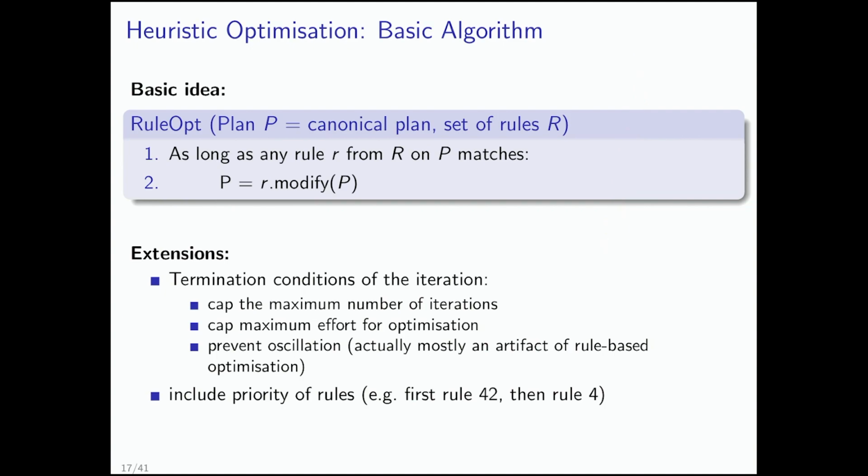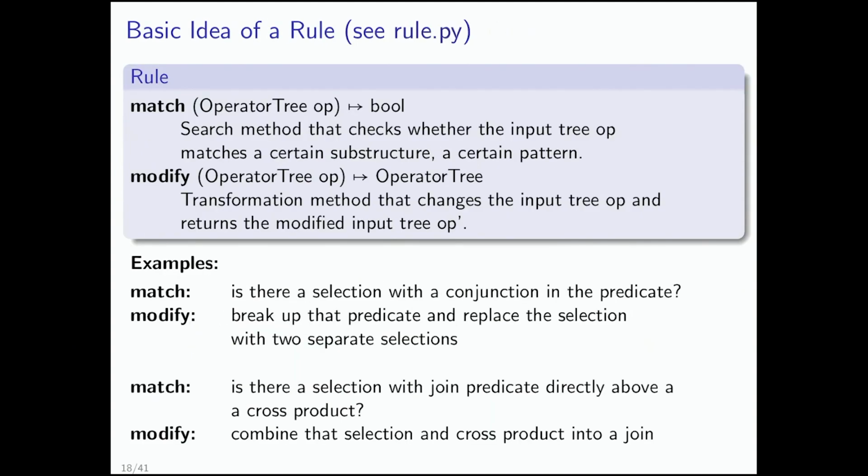And that's the algorithm. It's as complicated as that. It's 2 lines of code. So basically you have a plan and you initialize it with a canonical plan in the beginning. You have a set of rules. And then you see whether any of those rules matches the plan. And if that is the case, you rewrite the original plan into a new plan. And then you keep on iterating until you get to an end. And maybe I will just show the next slide first.